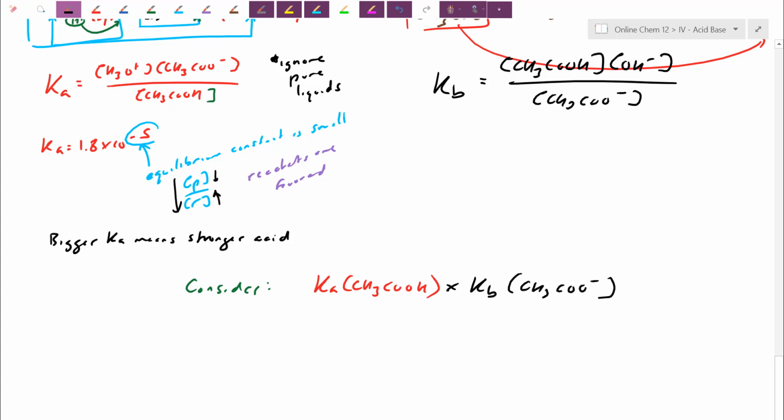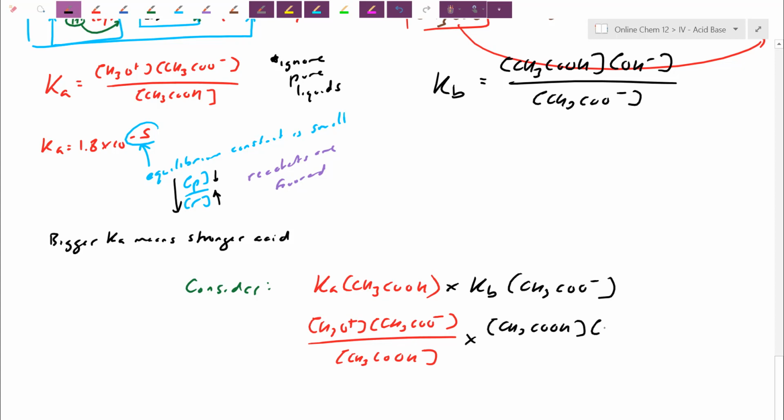Effectively, I'm going to take this left-hand side here. The Ka had hydronium multiplied by acetate, divided by acetic acid. That was the Ka expression that we did earlier. Let's multiply it by this Kb expression. Kb is acetic acid multiplied by hydroxide, divided by acetate.